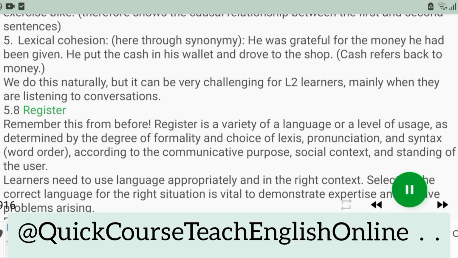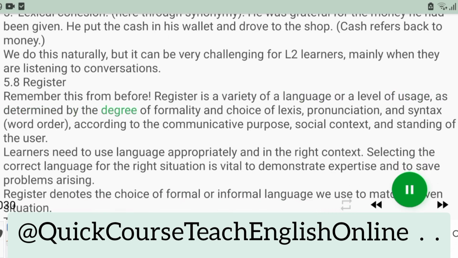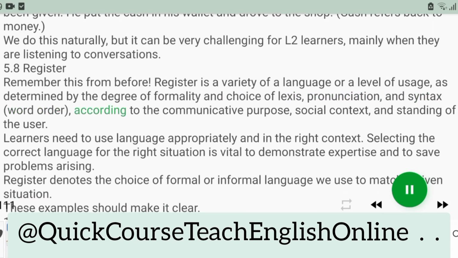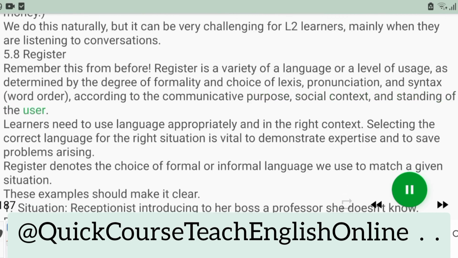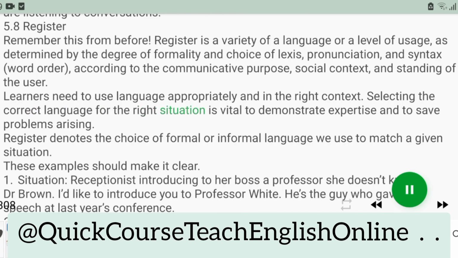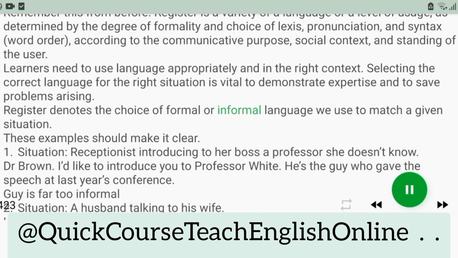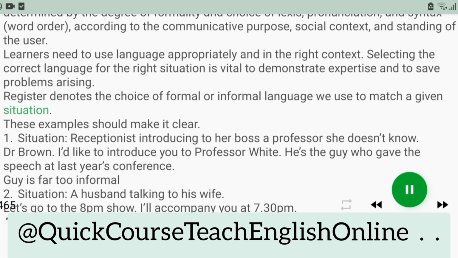5.8 Register. Remember this from before. Register is a variety of a language or a level of usage, as determined by the degree of formality and choice of lexis, pronunciation, and syntax (word order), according to the communicative purpose, social context, and standing of the user. Learners need to use language appropriately and in the right context. Selecting the correct language for the right situation is vital to demonstrate expertise and to save problems arising. Register denotes the choice of formal or informal language we use to match a given situation.